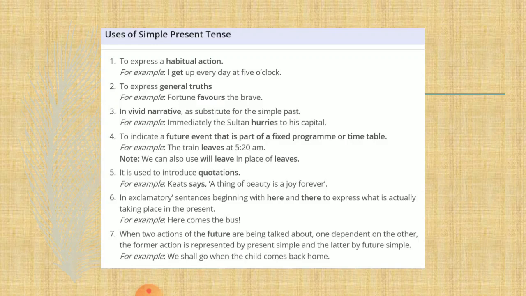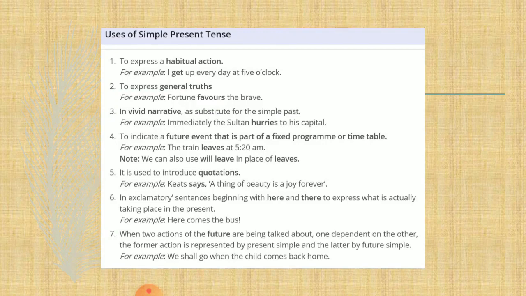To express general truth: fortune favors the brave. Over here, we are talking about a person, so here in favors, the S form is coming. Now, if we talk about a universal fact, for example, the earth revolves around the sun, here also we use this tense.